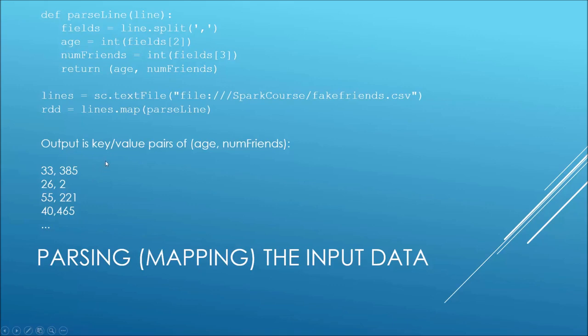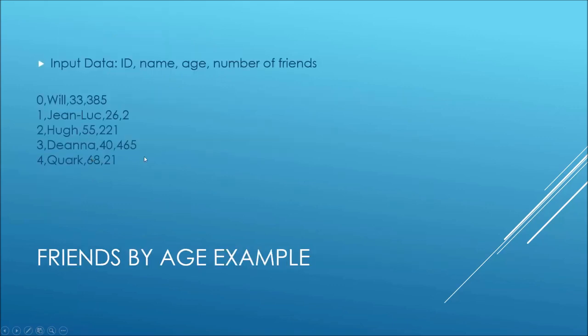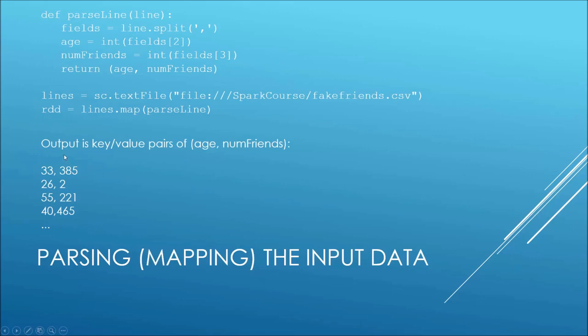So for example, transforming the original data that I showed in the previous slide, the output will be a key value pair RDD that contains something like this. The first user in our data had an age of 33 and 385 friends. The second user had an age of 26 and 2 friends. The third user was 55 years old and had 221 friends, and so on and so forth. With me so far? This is an important concept to grasp, so feel free to hit pause and stare at the slide a little bit longer if you need it to sink in. Let's move on.